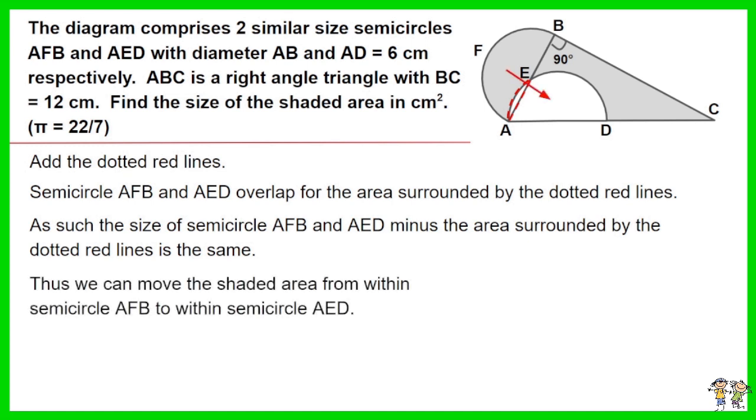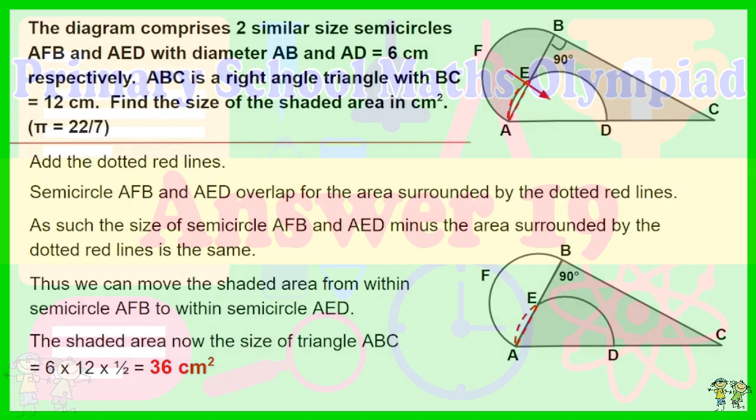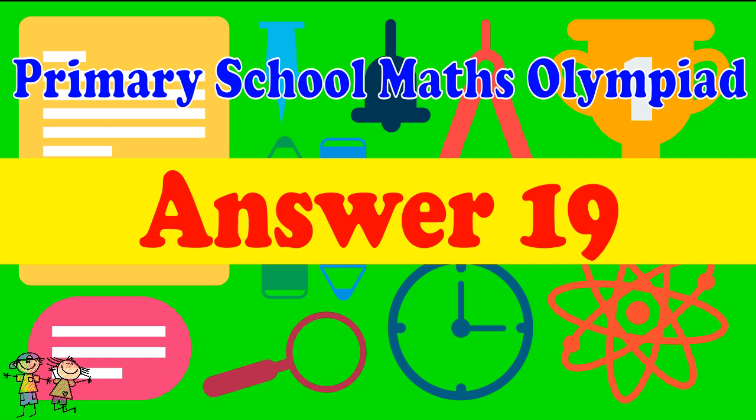Thus we can move the shaded area from within semicircle AFB to within semicircle AED. The shaded area, now the size of triangle ABC, equals 6 times 12 times half. The answer is 36 centimeters square. Answer for question 19.